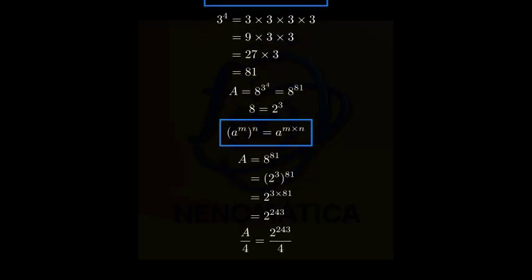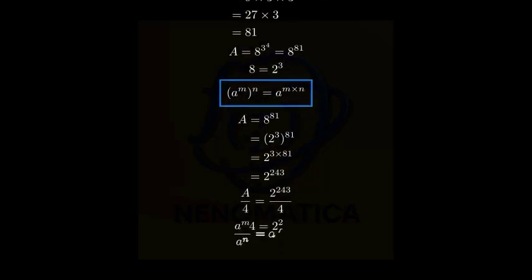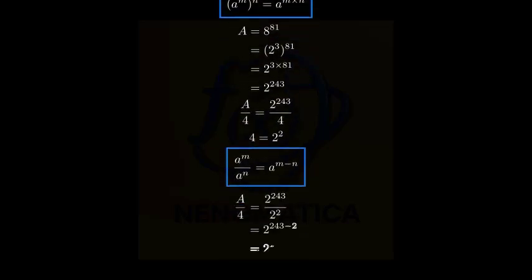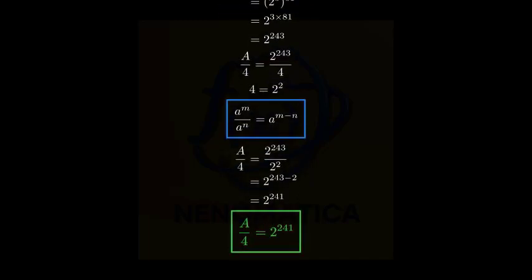Now, we need to divide a by 4. We can write 4 as 2 squared. When dividing exponential expressions with the same base, we subtract the exponents. So 2 raised to the power of 243 divided by 2 squared equals 2 raised to the power of 243 minus 2, which is 2 raised to the power of 241. Therefore, a divided by 4 equals 2 raised to the power of 241.